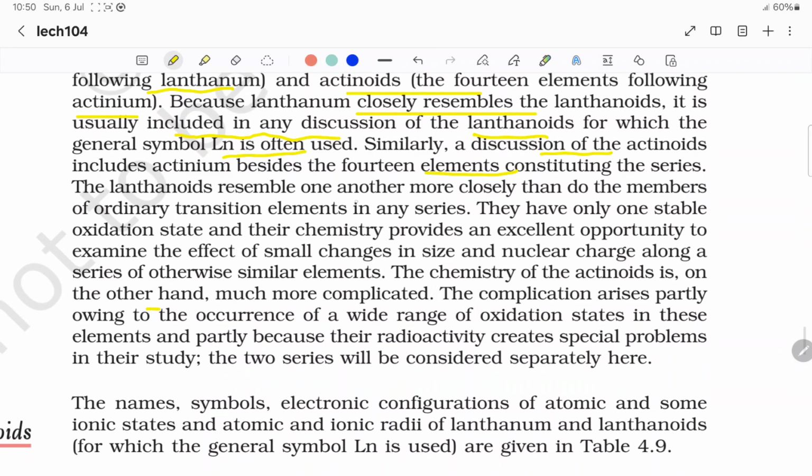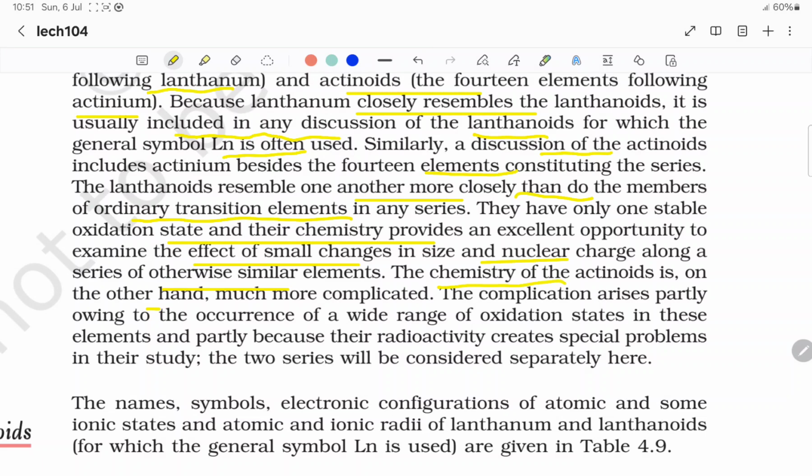The lanthanoids resemble one another more closely than do the members of ordinary transition elements in any series. They have only one stable oxidation state, and their chemistry provides an excellent opportunity to examine the effect of small changes in size and nuclear charge along a series of otherwise similar elements.